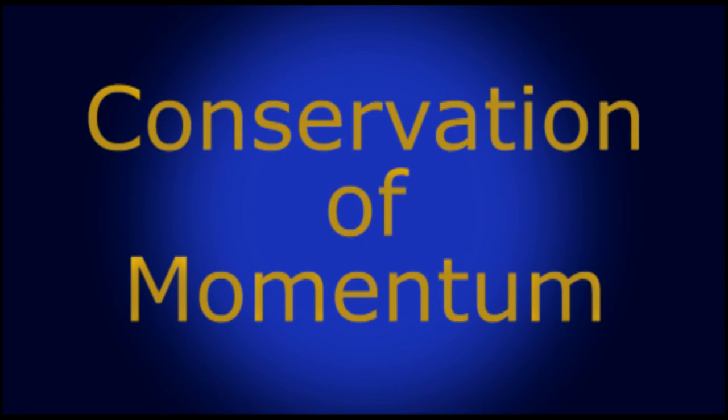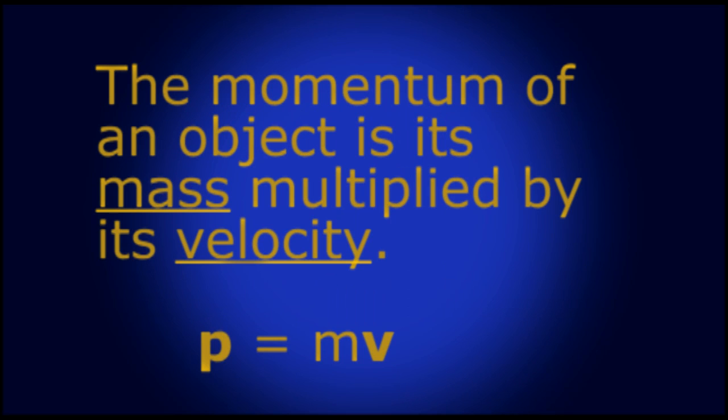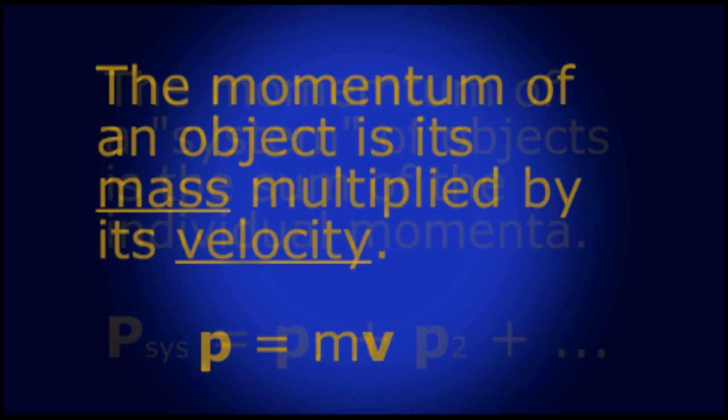This is a video demo of the principle of conservation of momentum. Momentum is connected to that idea that a body in motion tends to stay in motion. An object's momentum is calculated by multiplying its mass and its velocity. The momentum is often designated by the letter P.